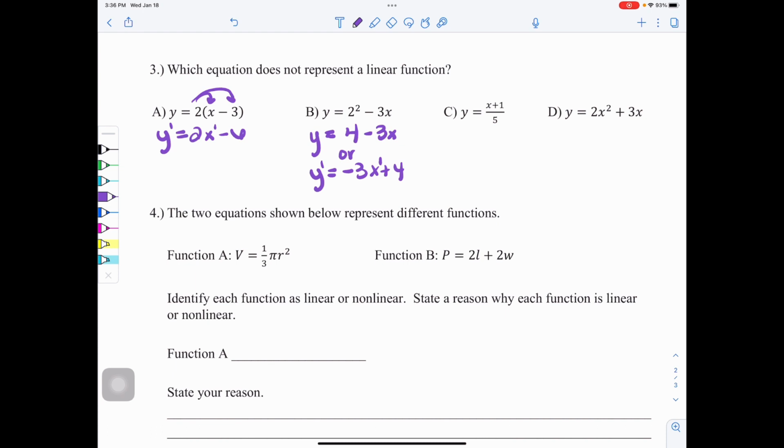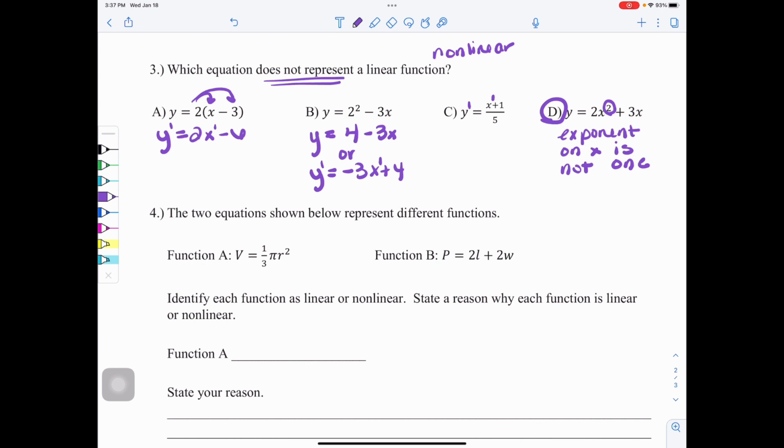When I look at choice C, there's nothing to simplify. If I go in and inspect, I don't see exponents on y or x, which means there's actually 1s there. And when I look at option D, I see an exponent that is not a 1. So that means if I'm looking for which equation does not represent a linear function, I'm looking for the nonlinear one, which means choice D is my answer. And that's because the exponent on x is not 1.